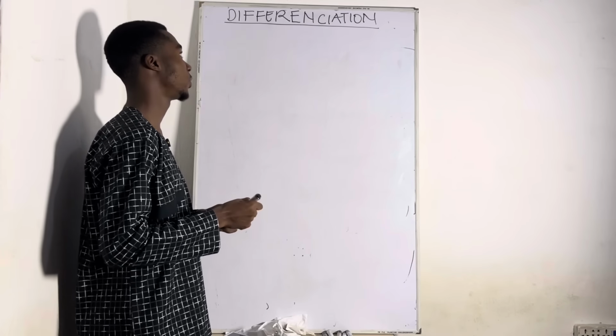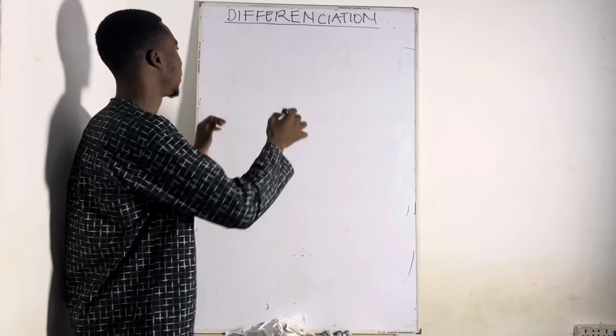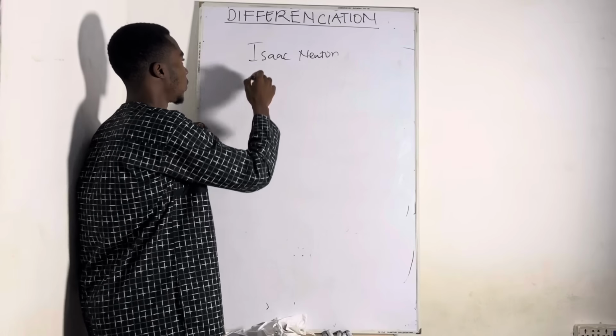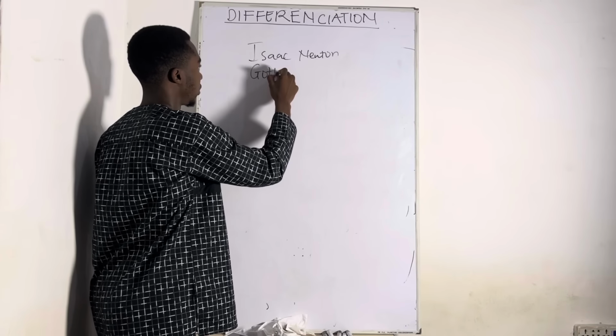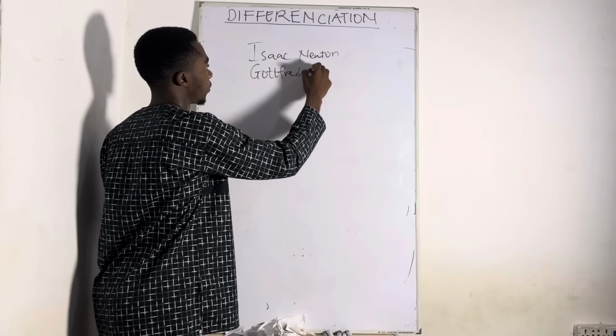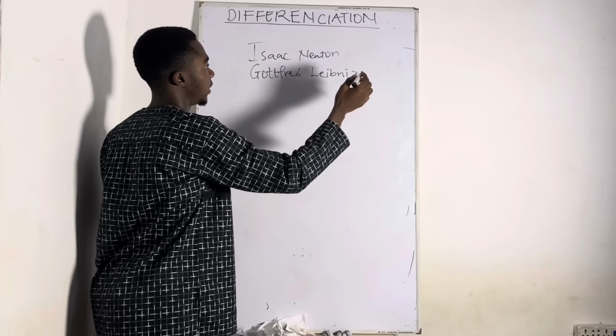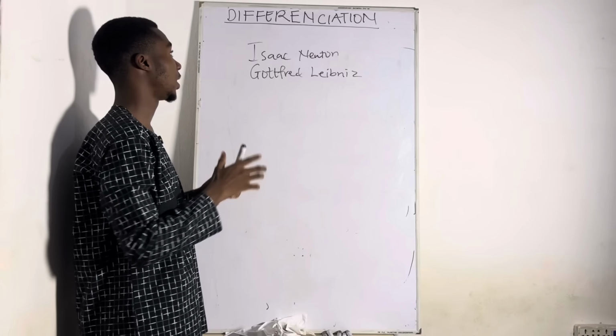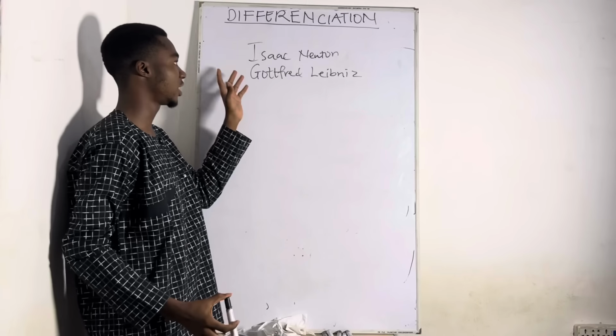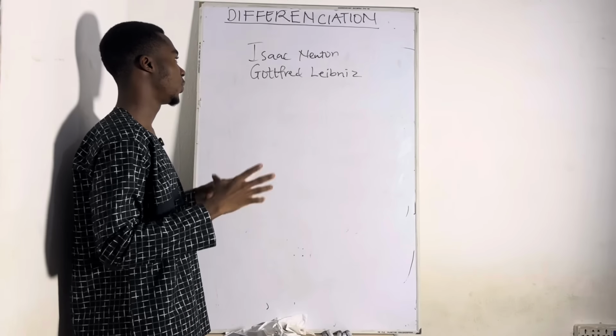Differentiation is a concept which was brought up by Isaac Newton and a German mathematician called Gottfried Leibniz. So these were the two people that brought up differentiation. Isaac Newton actually brought up the idea, but then Gottfried Leibniz brought up the dy dx function and all that. You get it. So you are going to explain all that.